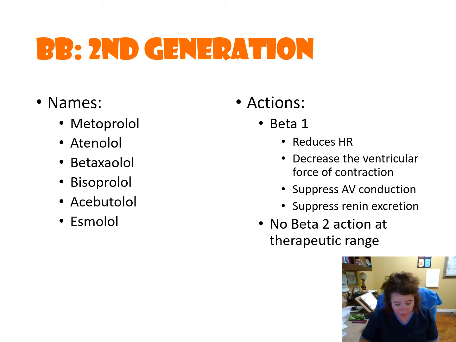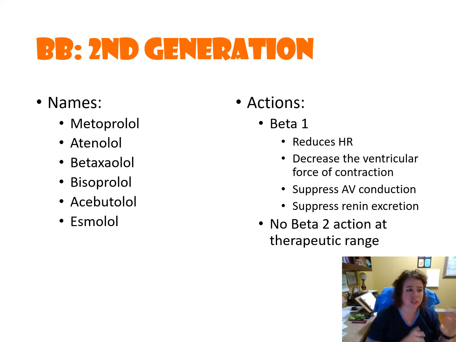Here's our second generations. Our second generations should be a lot more specific and just hit the heart, okay? So when we think about beta 1s, we think about beta 1 receptors. They're usually in our heart versus beta 2s, which are usually in our lungs, right? Okay, so when I think about my first generations, they're actually non-selective. They've got beta 1 and beta 2 actions.